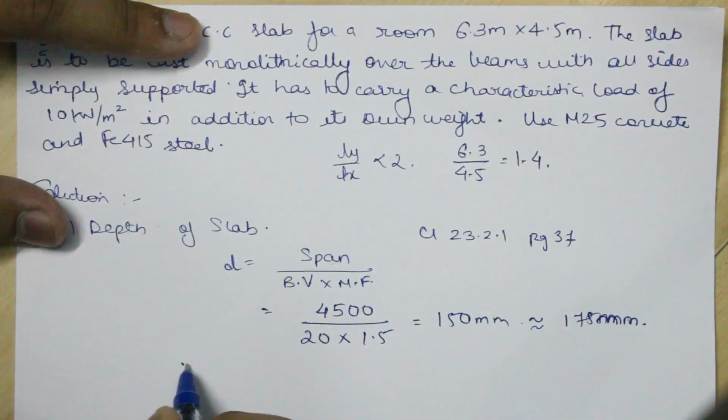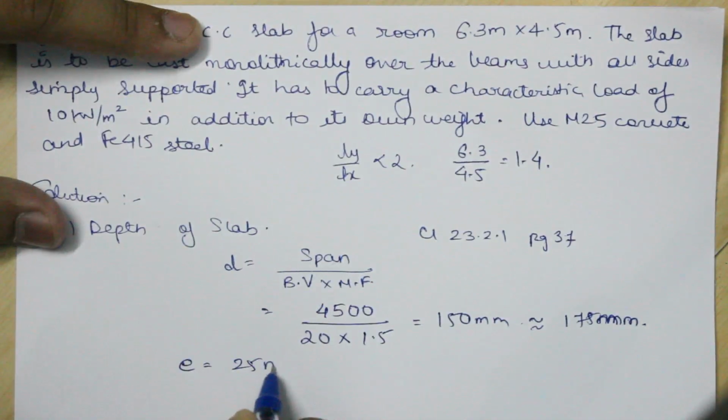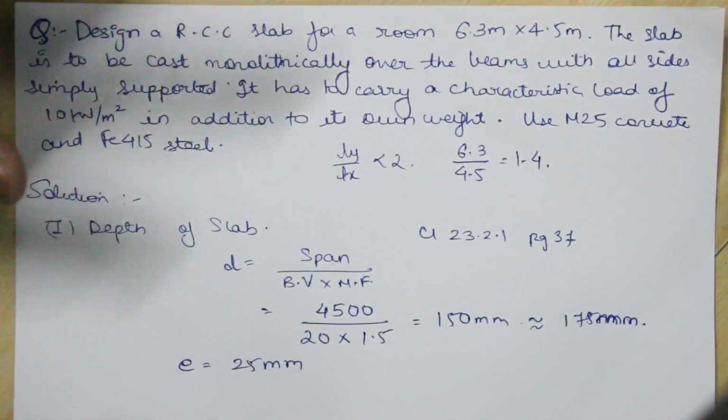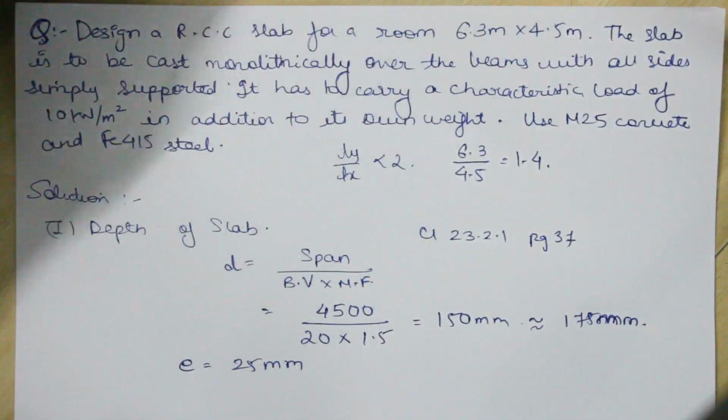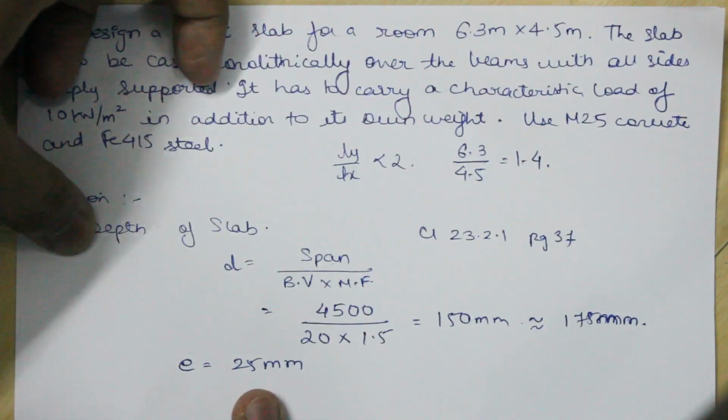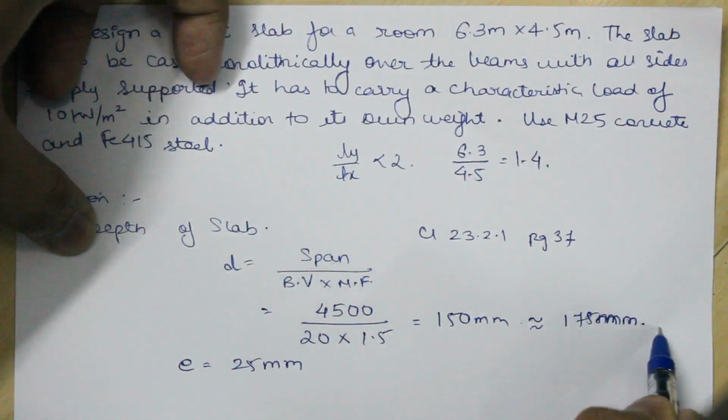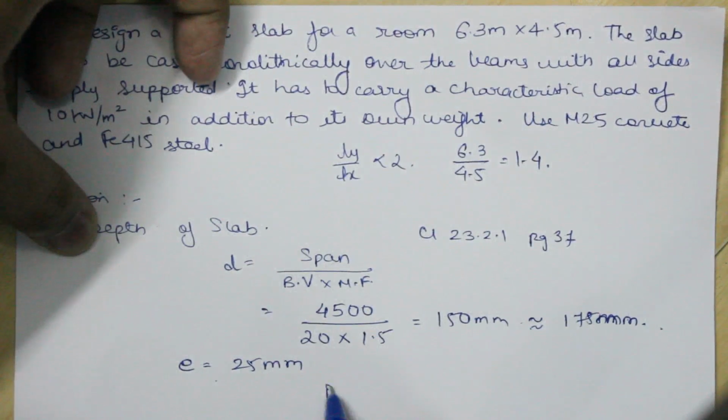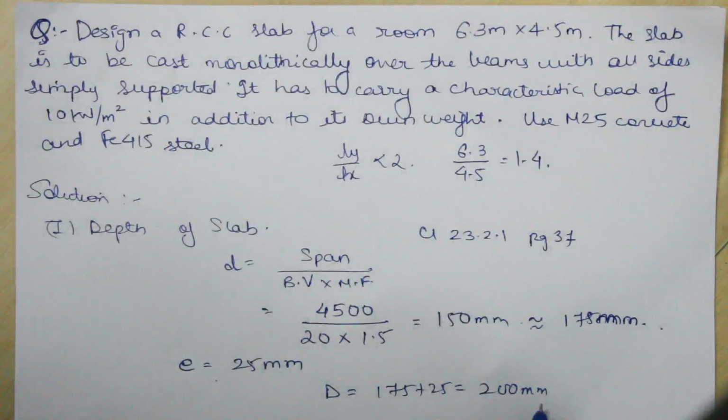Assume the total effective cover as 25 mm. We will adjust the size of the bar later. So let's assume effective cover as 25 mm. So if we add the effective depth and the effective cover, we will get total depth, that is 175 plus 25, which is equal to 200 mm.